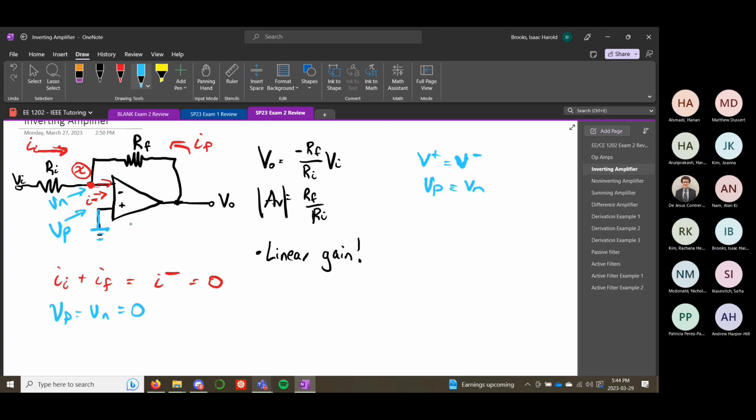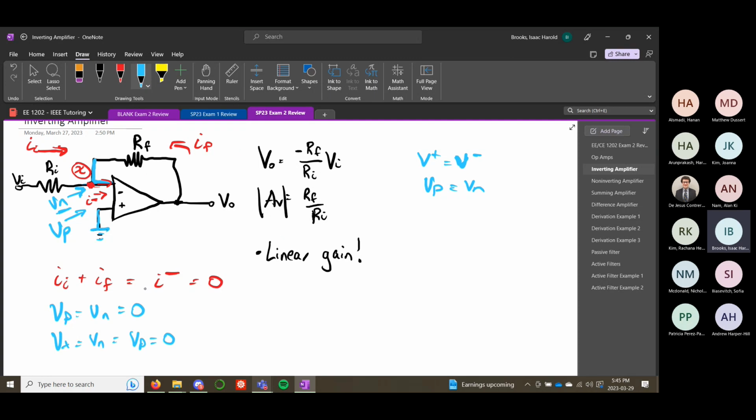And that's just from the golden rules. Finally, we named this node X, right? We can see that node X is the same electrical node as our negative input, so it has the same voltage as this Vn. So we can say that Vx equals Vn equals Vp equals 0. Okay? And now we're ready to solve for our output voltage.